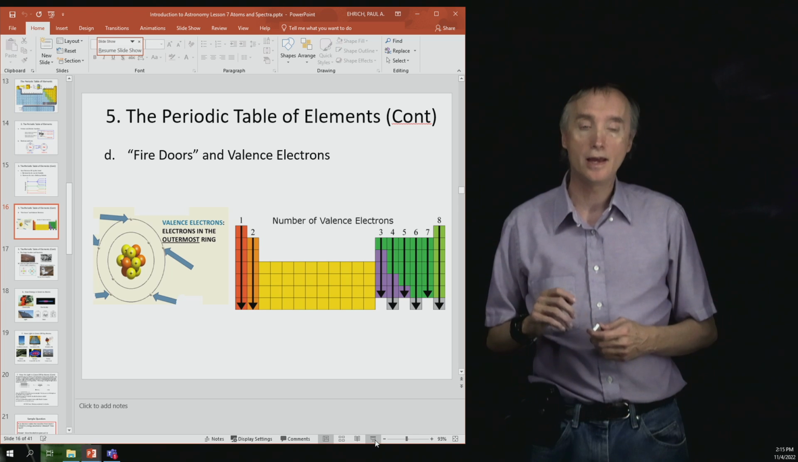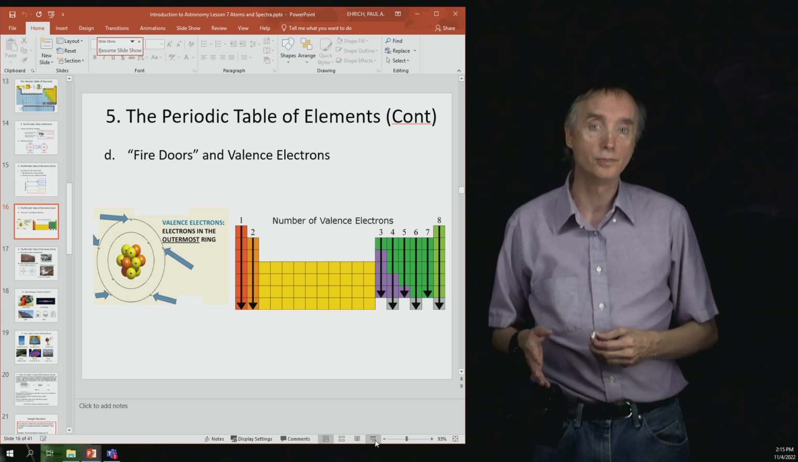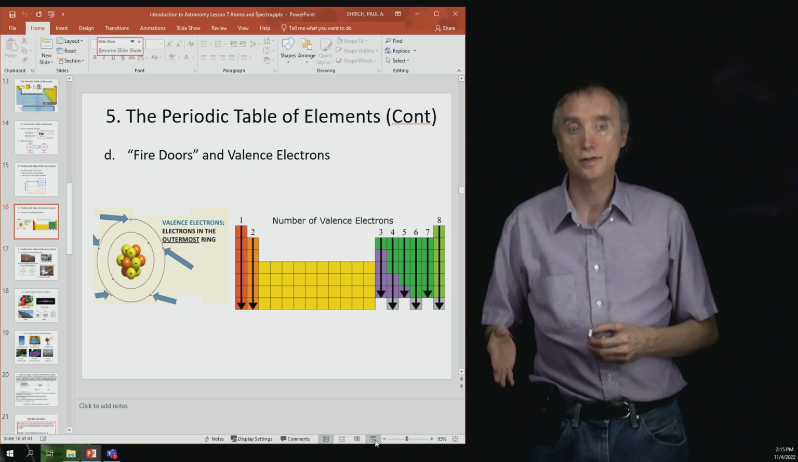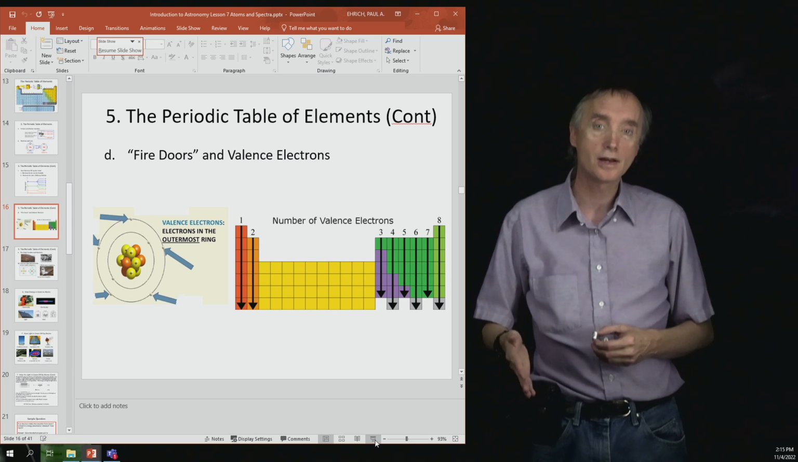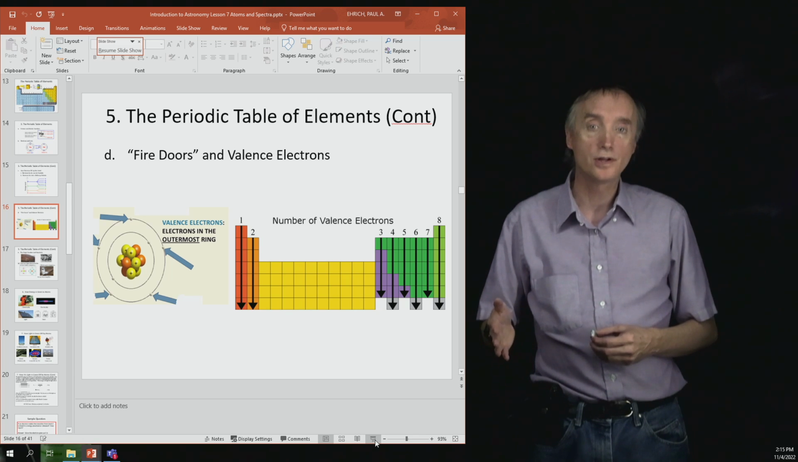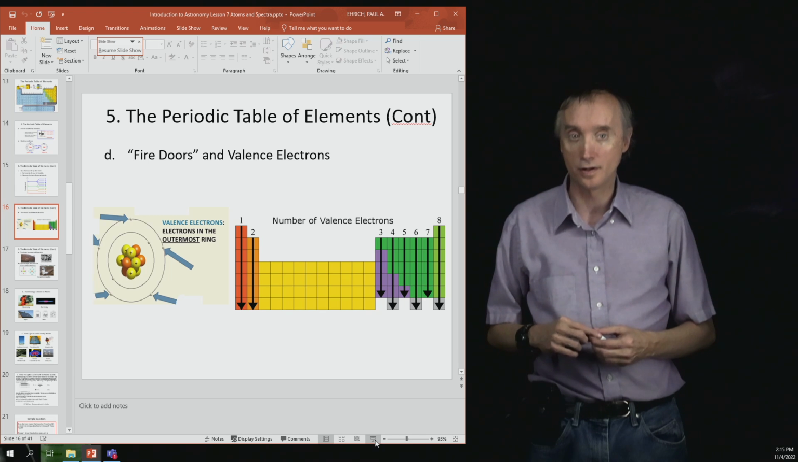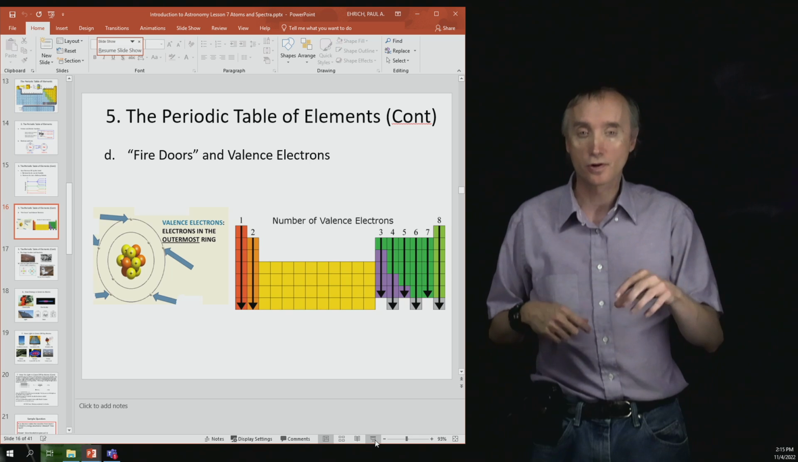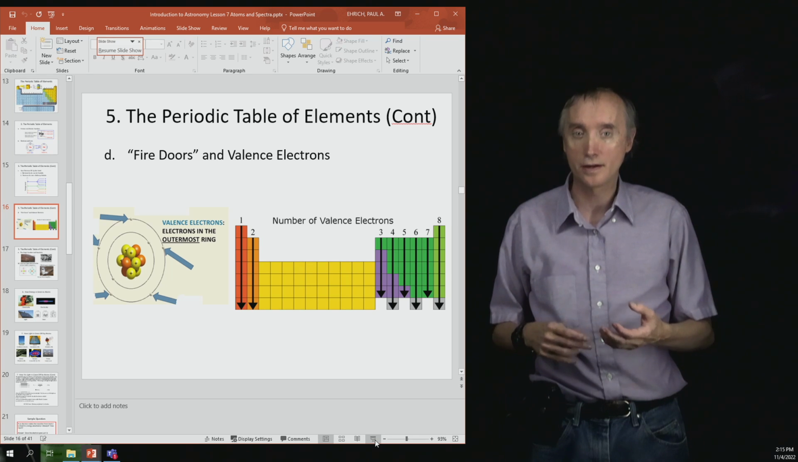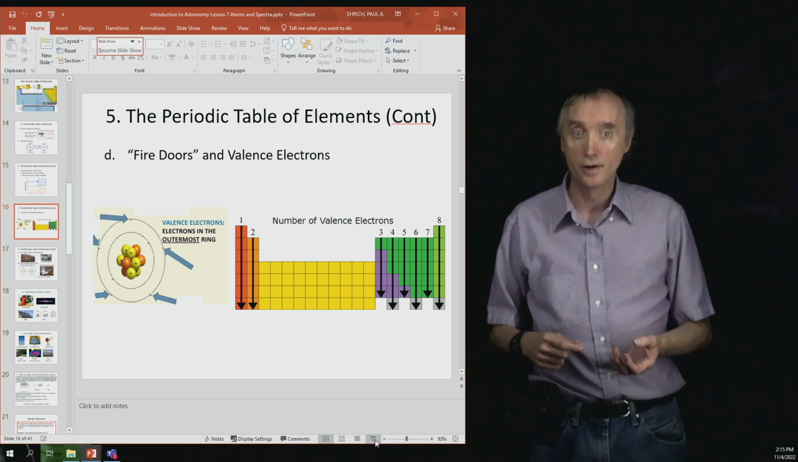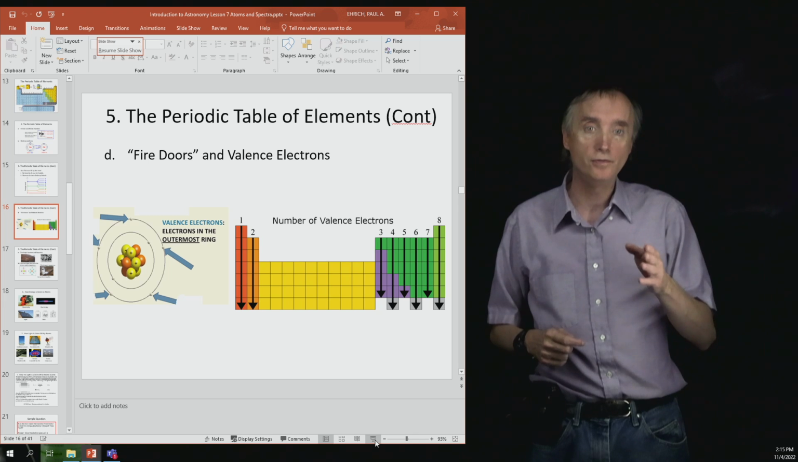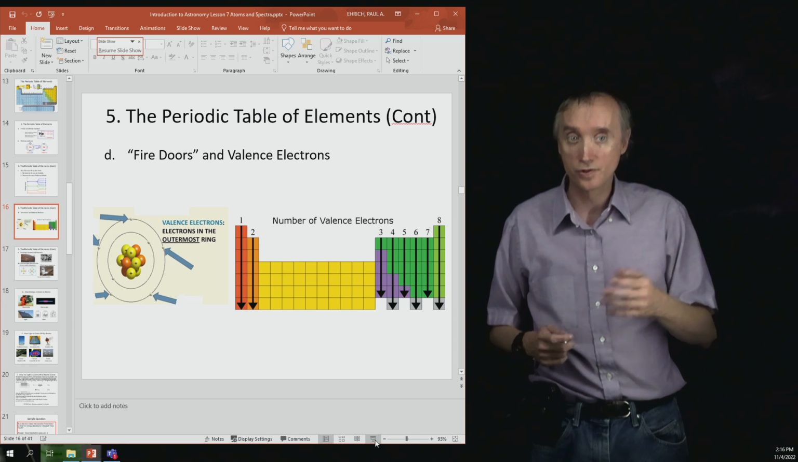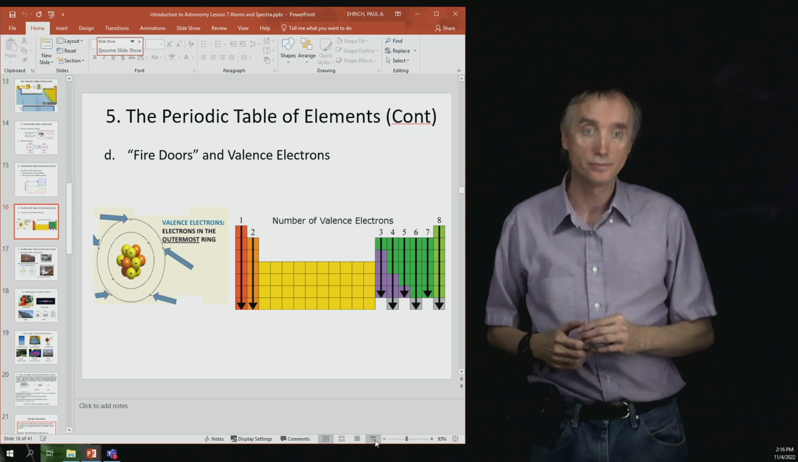Any element that's in the first column, like hydrogen, is going to have one valence electron. Anything in the second column is going to have two valence electrons. And then you skip the ones in yellow there. Those are called the transition elements. We're not that interested in them in here. And then you've got columns 3, 4, 5, 6, 7, and 8, and those represent that number of outer electrons.